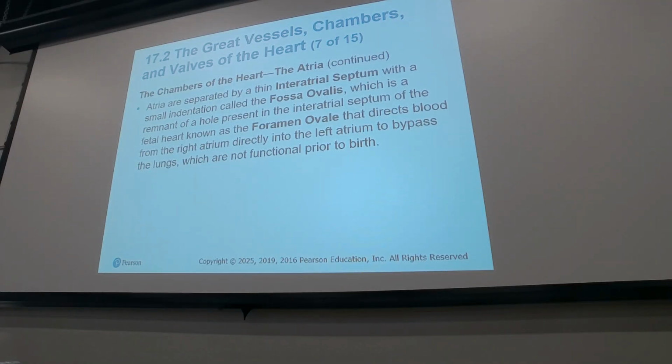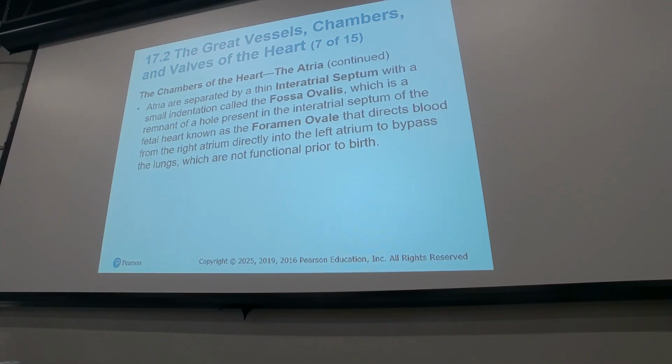And then the septum that separates the right and the left atria is called the interatrial septum. Before we're born, it has an opening that is called the foramen ovale. Once we're born, we take our first breath, and then it closes, leaving the fossa ovalis. Then there is no shunt of blood between the right and the left side of the heart.